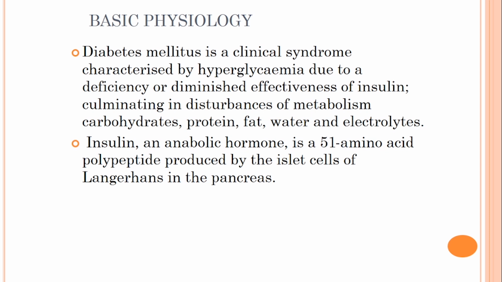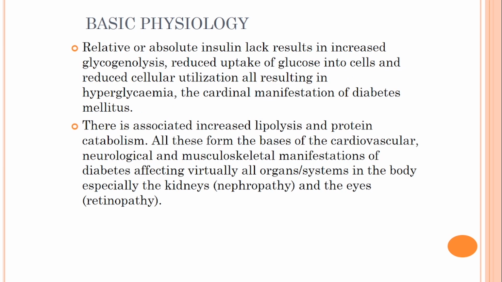What is insulin? Insulin is an anabolic hormone, a 51 amino acid polypeptide produced by the islets of Langerhans of the pancreas. Relative or absolute insulin lack results in increased glycogen breakdown, called glycogenolysis, and reduced uptake of glucose into cells and reduced cellular utilization, all resulting in hyperglycemia, which is essentially the cardinal manifestation of diabetes mellitus.